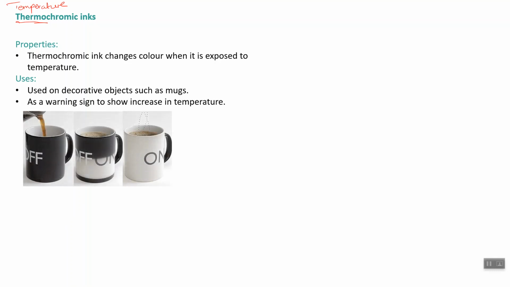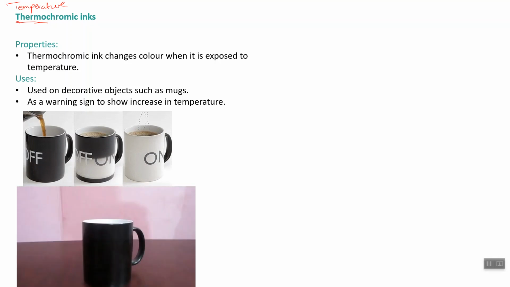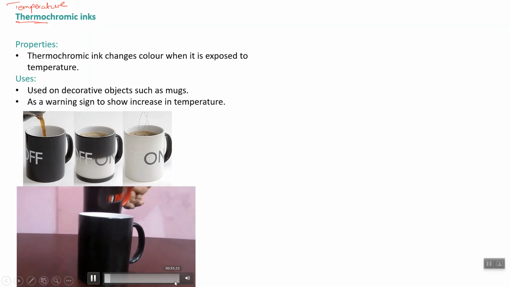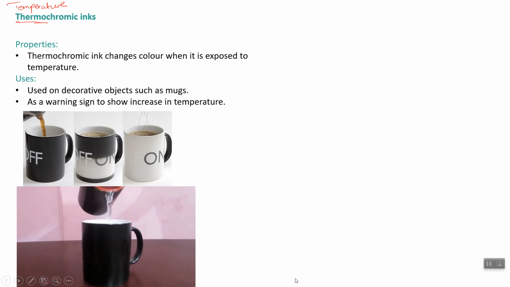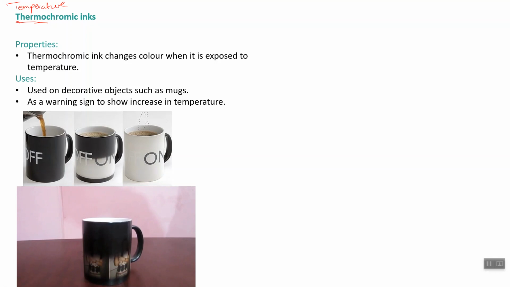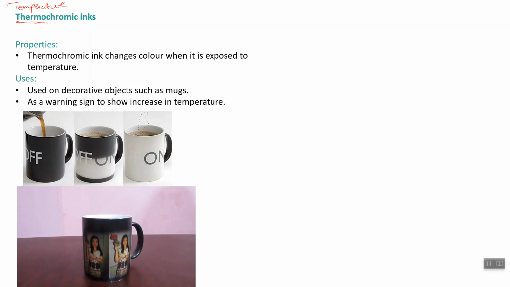Okay, for example, the coffee cups, when we add hot coffee in it, it changes color. Okay, here's an example, a video showing when pouring hot water in the mug, it is black. So how do you know that the liquid inside is hot? So you pour hot liquid. So there is a picture that appears on the mug due to the heat.